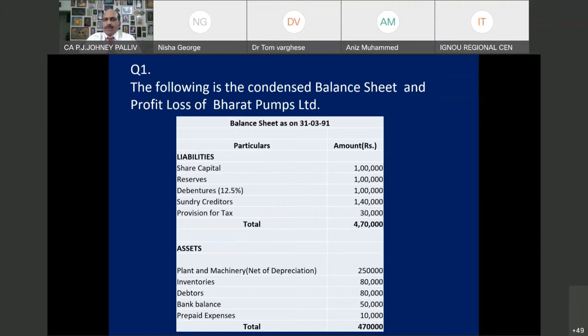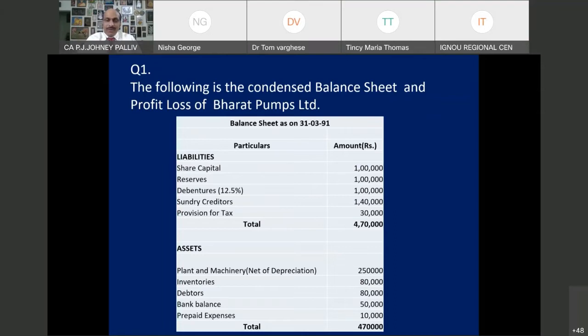Why? Because you have no money for purchase of raw material. If you are not able to purchase raw material, what will happen? Your production will be affected. There is no closing stock of finished products for marketing. If you are not able to market it, you are not able to generate profit, and you are not able to repay the loan.